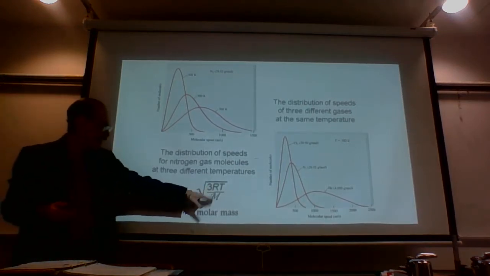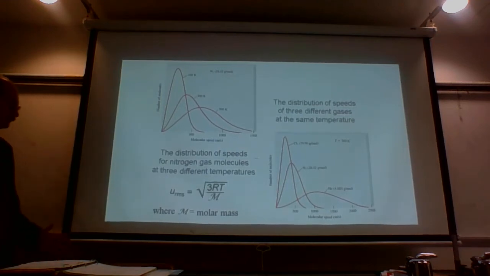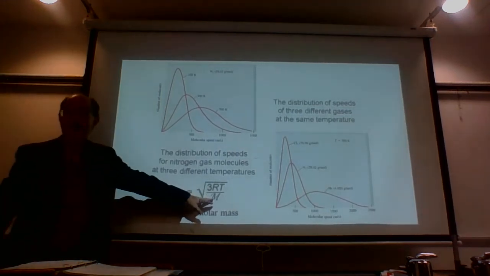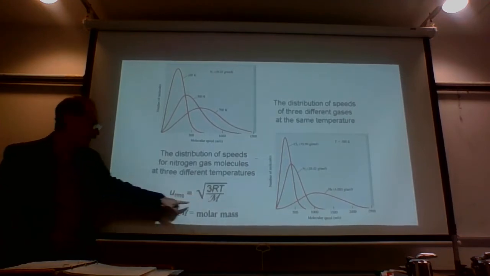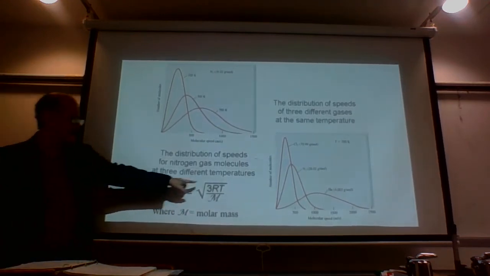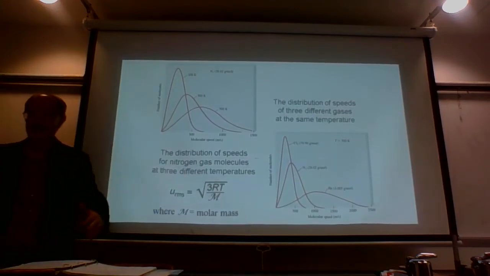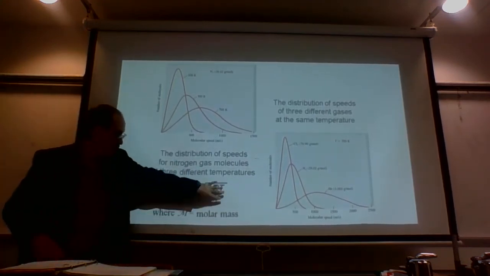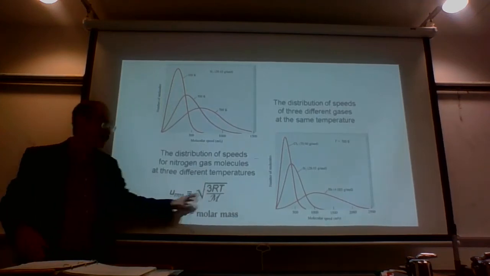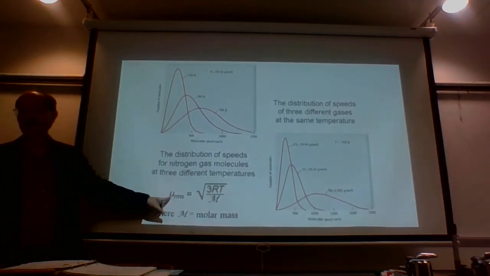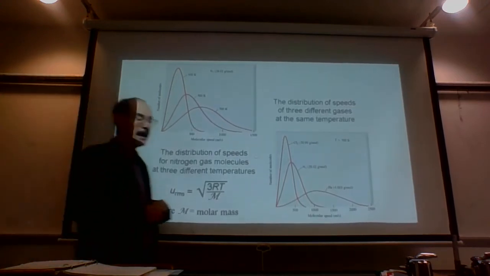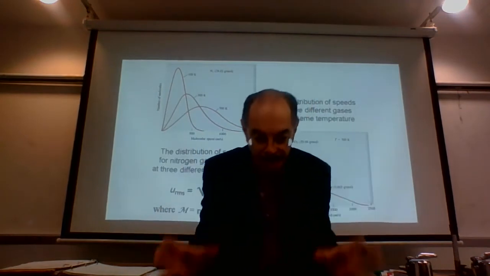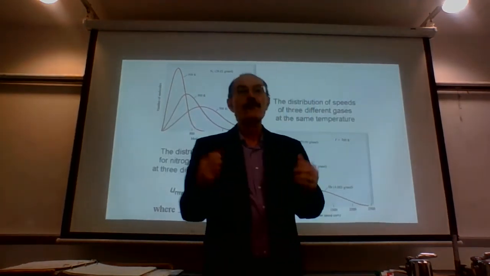Suffice it to say that this is what you can get. Again, notice, if I know the molar mass of a particular gas molecule, I can see that it is inversely related to the speeds of those molecules at a given temperature. So in other words, the bigger the molecule, the bigger this is, the smaller this ratio becomes, therefore the slower the molecules are.